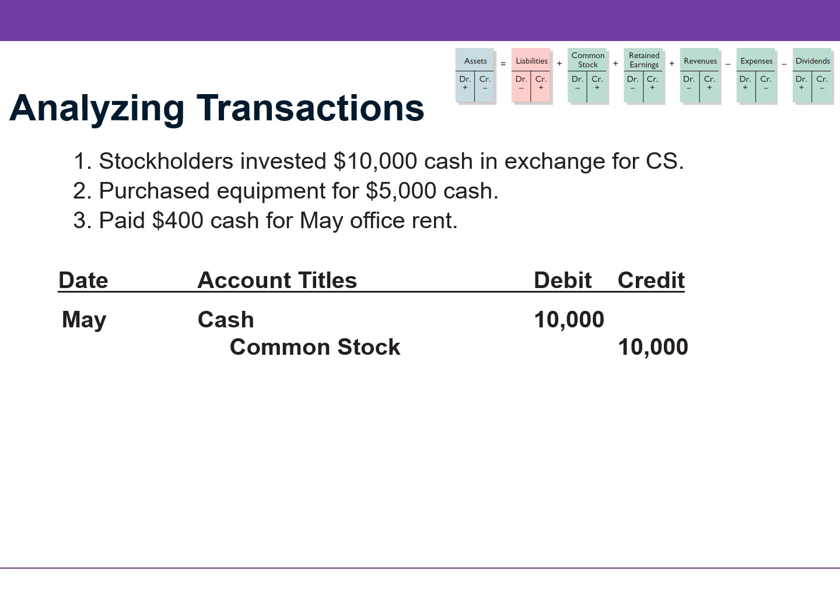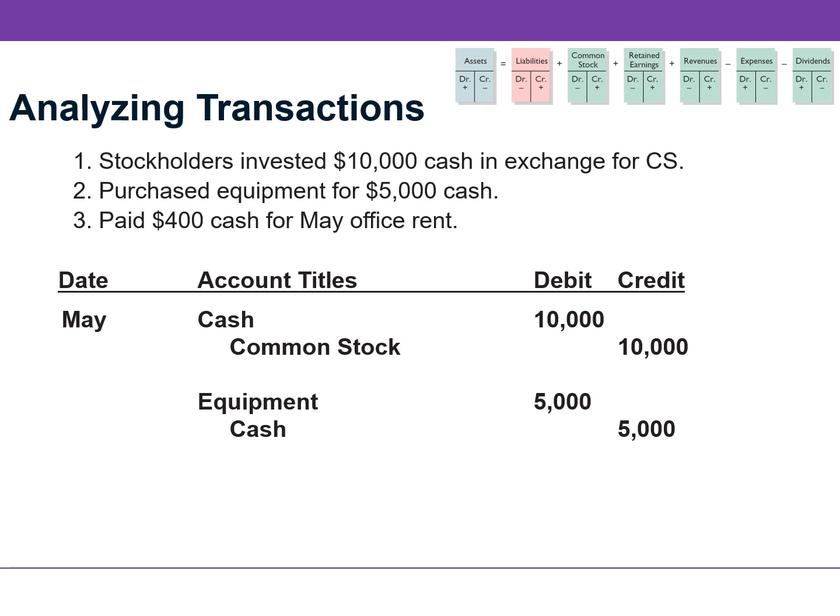In transaction number 2, we identified that equipment was increasing and cash was decreasing. Both of these accounts are assets, so we need to debit the equipment for $5,000 and credit cash for the same amount. For number 3, we identified an expense and a decrease in cash.